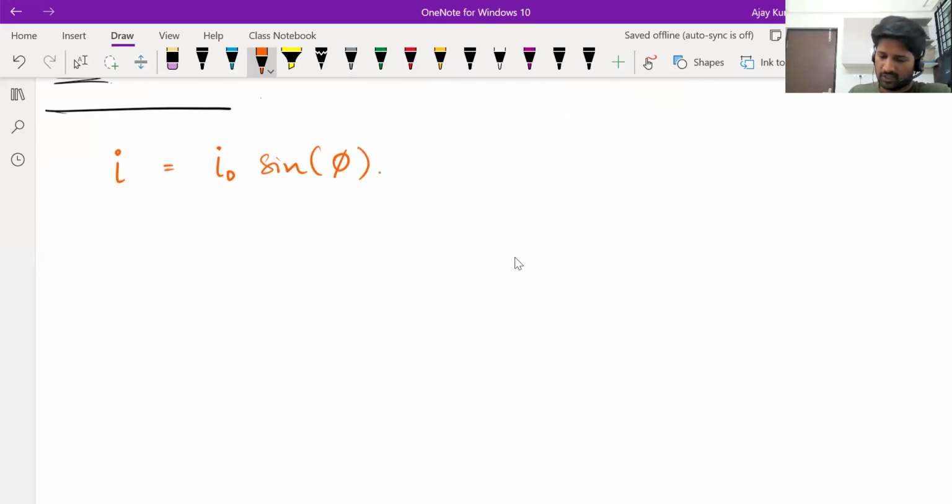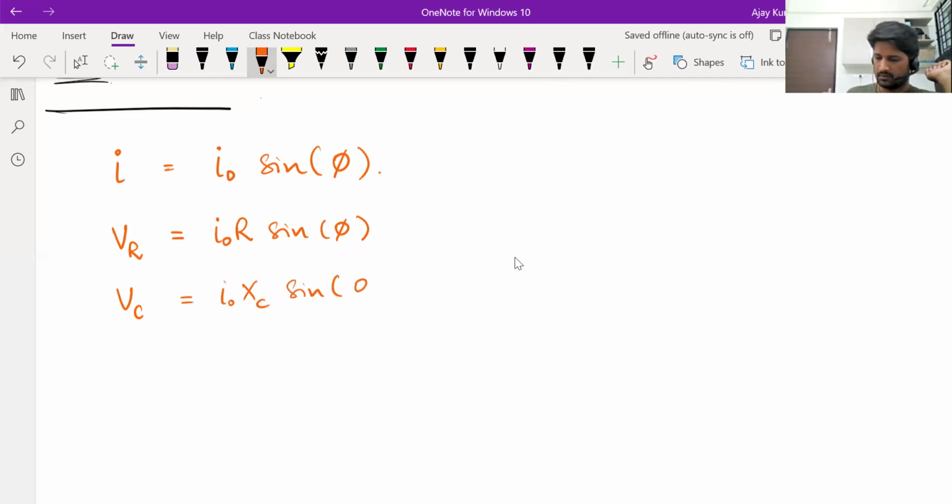Rishi, tell me, what is the expression for voltage across the resistance? Sir, I naught R sine phi. Correct. What's the expression for voltage across the capacitor? I naught XC sine of phi minus pi by 2. Good. Okay, we have expressions for VR and VC.